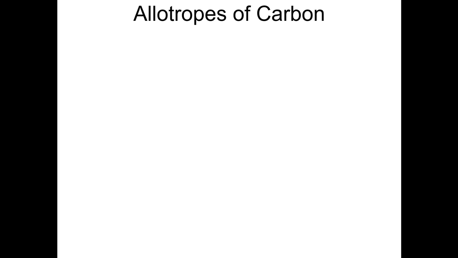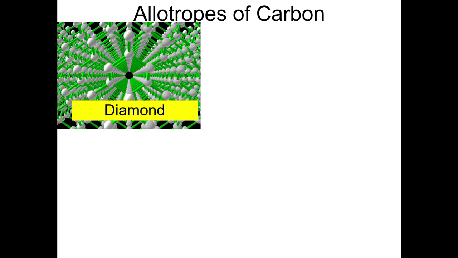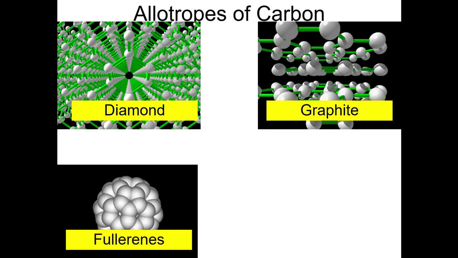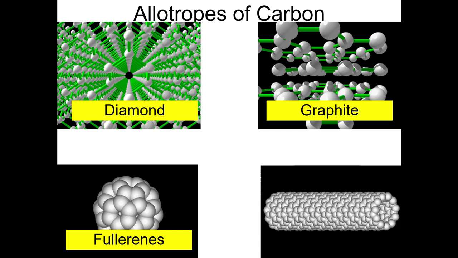You have carbon allotropes. Whoa, diamond. Whoa, graphite, like the lead in your pencil. Fullerenes, I'm saying that improperly. And carbon nanotubes. These are all different forms of carbon. They're just carbon atoms assembled in a different way.